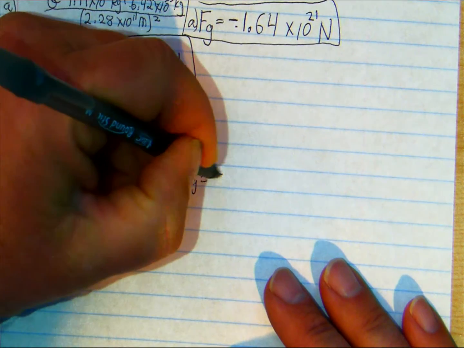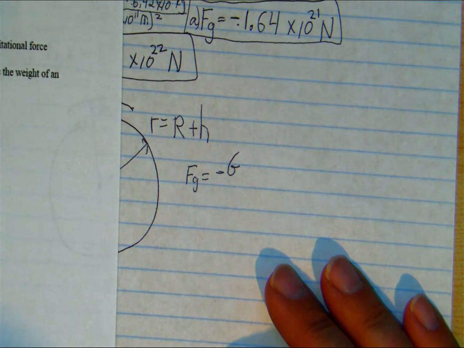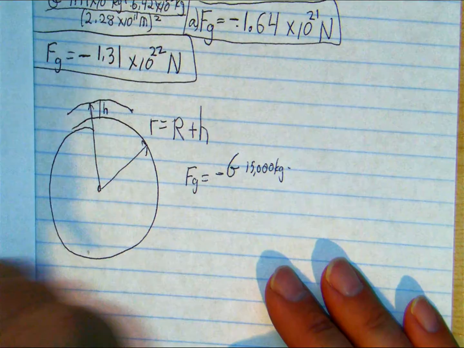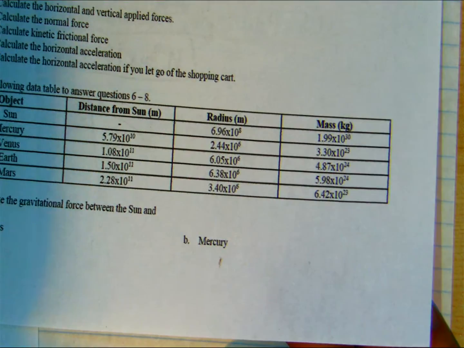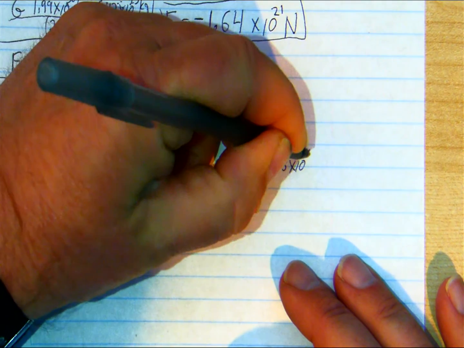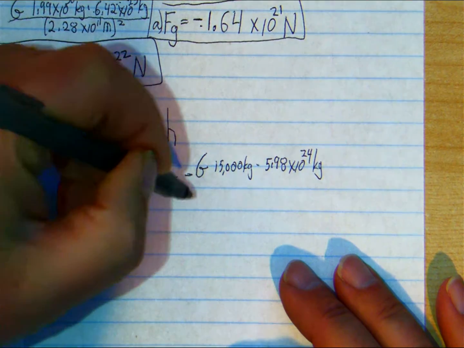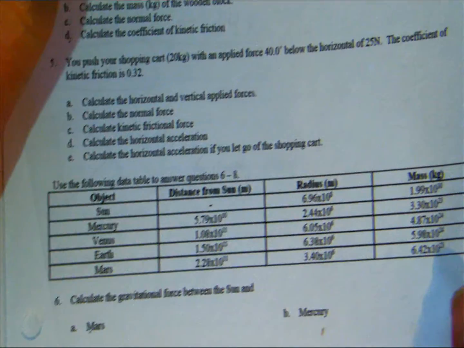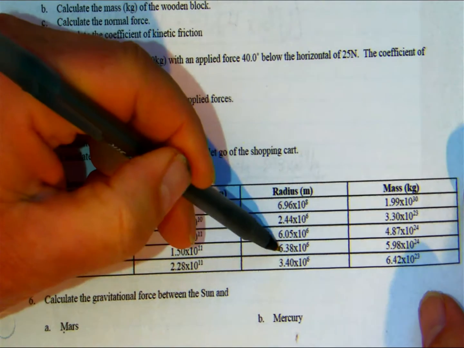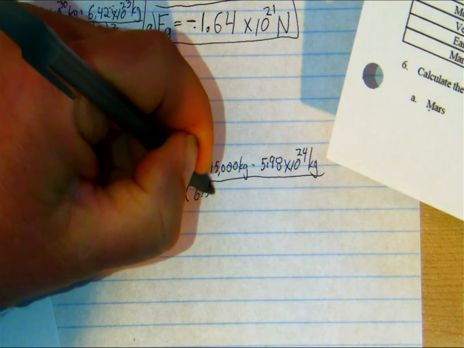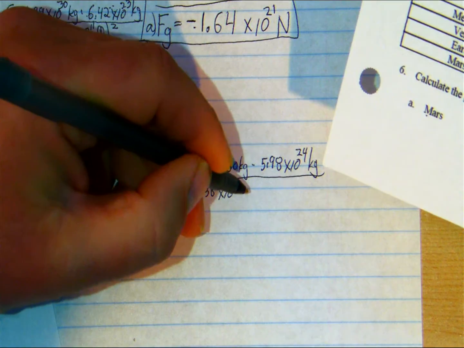It's going to be attractive, G times the mass of the space shuttle, which is 15,000 kilograms, times the mass of the Earth, 5.974, but in this handout it's 5.98 times 10 to the 24th power kilograms, divided by, and here you need to be careful that it's all in the same units, the radius of the Earth is 6,378.14 kilometers, listed here as 6.38 times 10 to the 6th power meters.